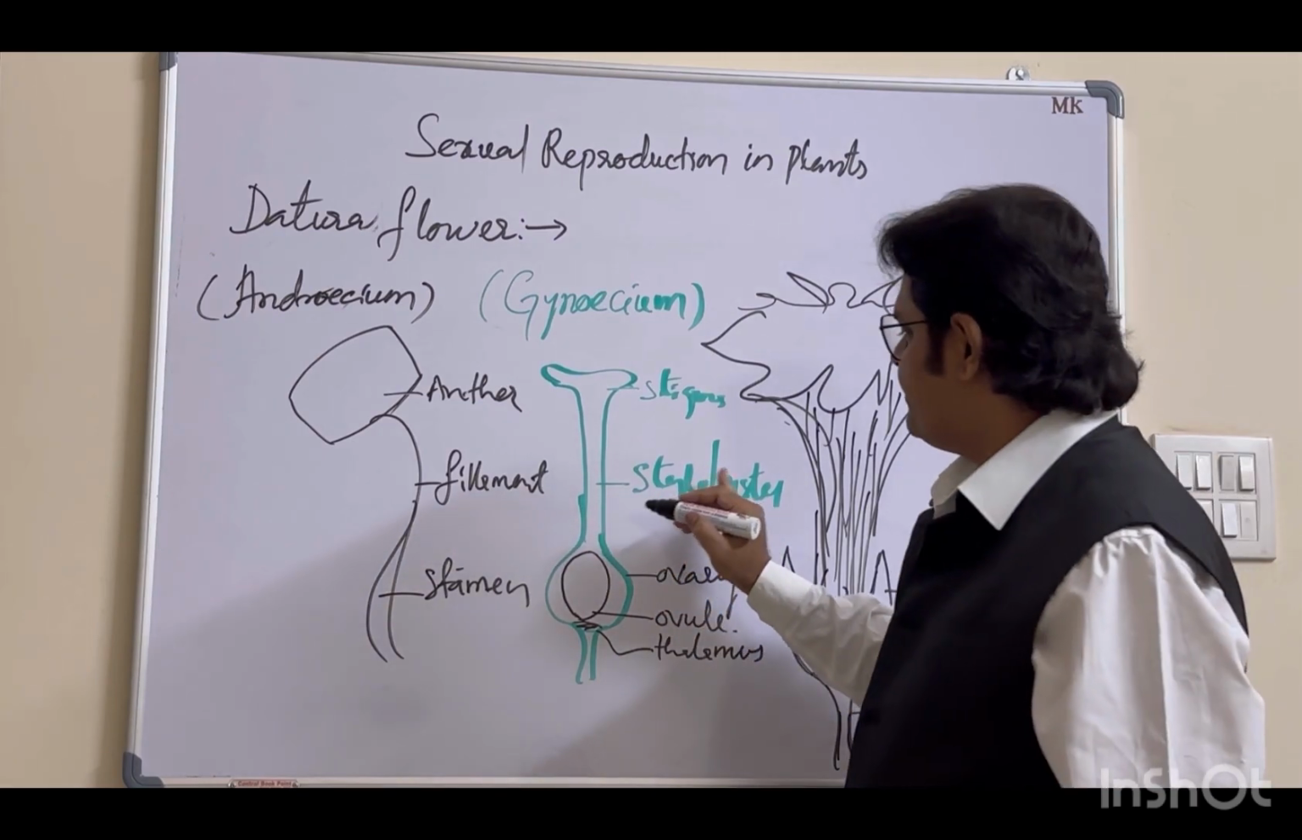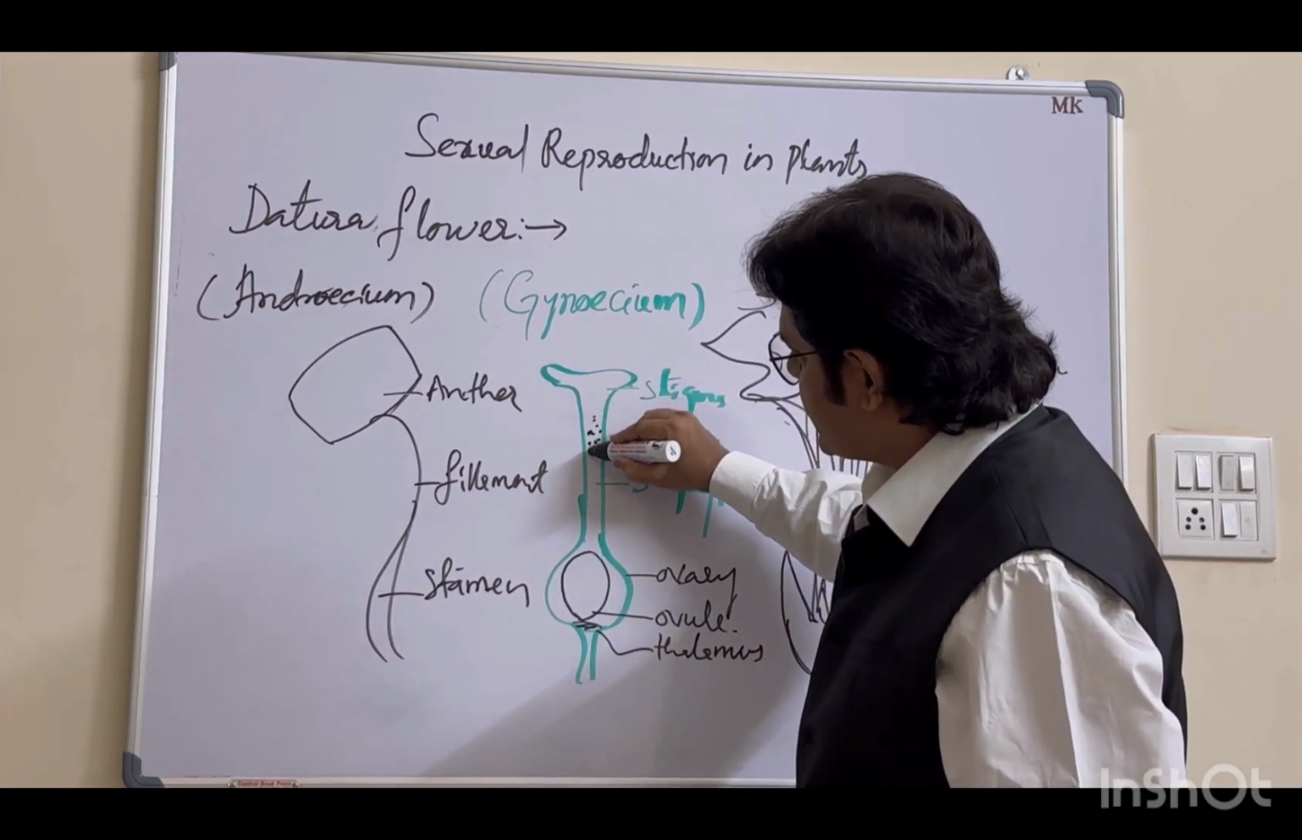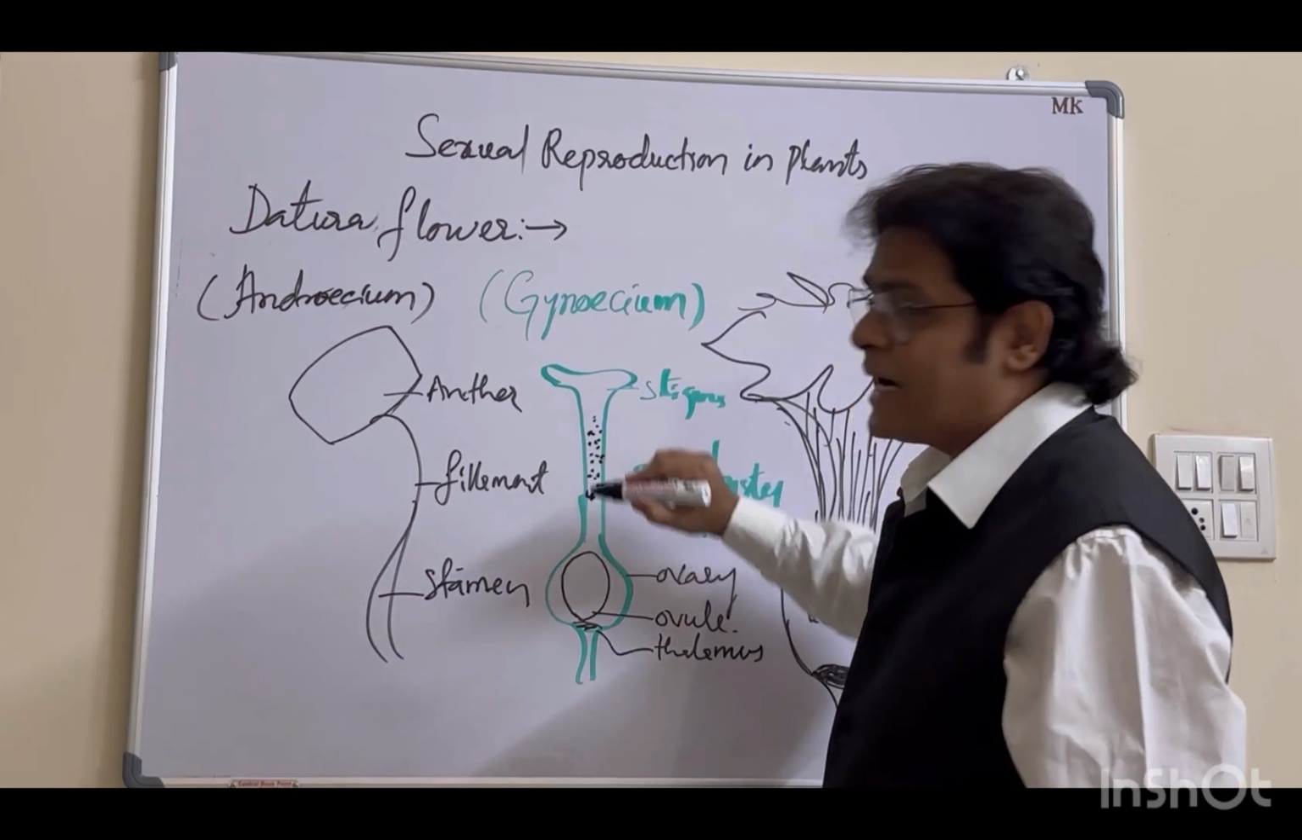This style is made up of a large number of cells present inside it, and those cells are called the carpels.